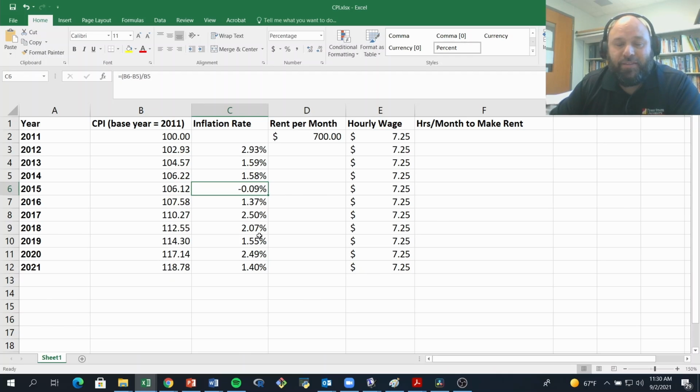Anyhow, assuming we're making the federal minimum wage, how many hours per month is it going to take us to make rent, assuming rent increases with the CPI? Well, one thing we can do is we can use the percentage changes in the inflation rates, but I want to show you how to use the CPI to actually do these calculations. Basically, what you do is you multiply by a ratio of the CPIs. Here's how to think about it.